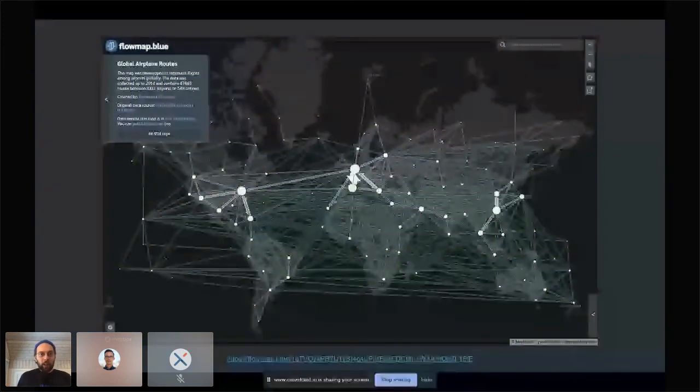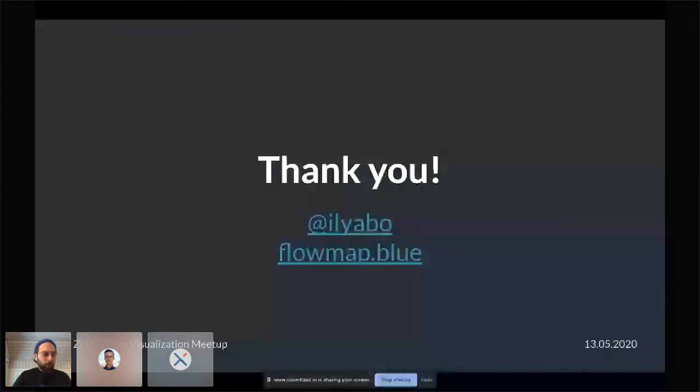Yes, this is showing again the global airplane routes. And this is to illustrate that we live in a very connected world. And it's important, I think, to understand these connections. And to understand these connections, because they are quite complex, we need good tools. And tools can enable people in what they do. So that's it, what I wanted to share. If you have questions, I'm happy to answer.